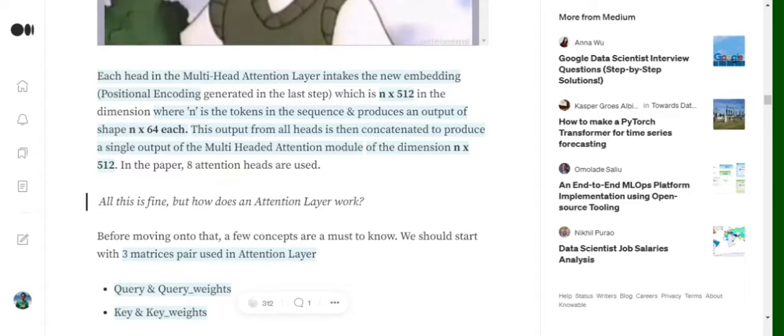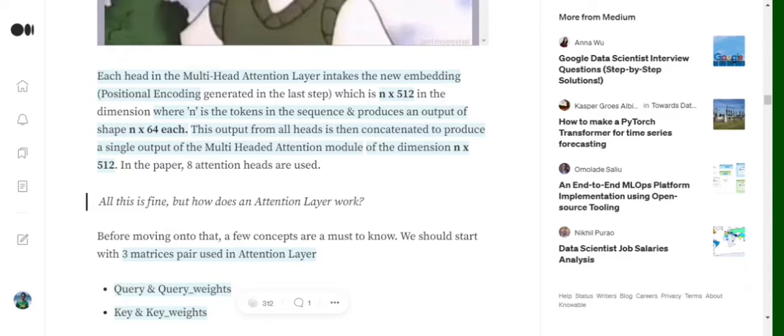For example, if we have a sentence "I am boy," the input size for this particular sentence would be 4 into 512, because the embedding for each token is 512 and we have 4 tokens coming in. Now, in case of multi-head attention in the research paper, there are 8 heads for attention. Hence, this particular embedding of n cross 512 is divided into 8 parts, that is n cross 64.